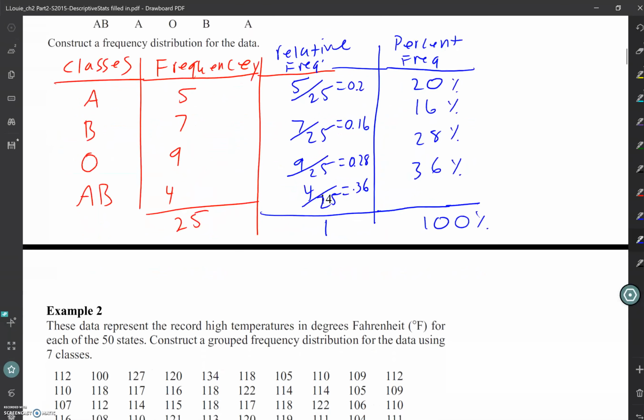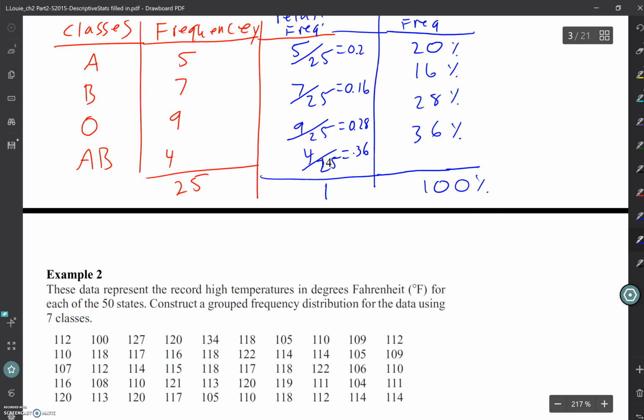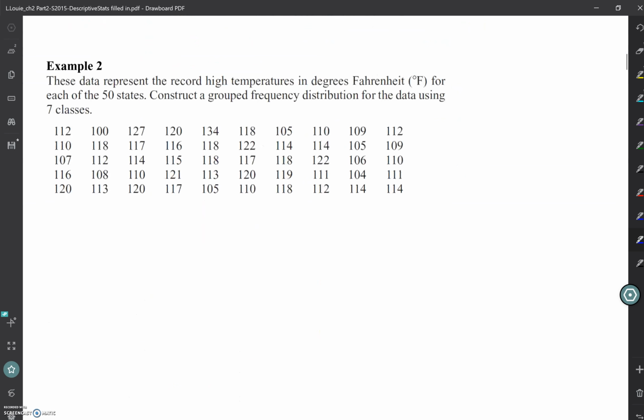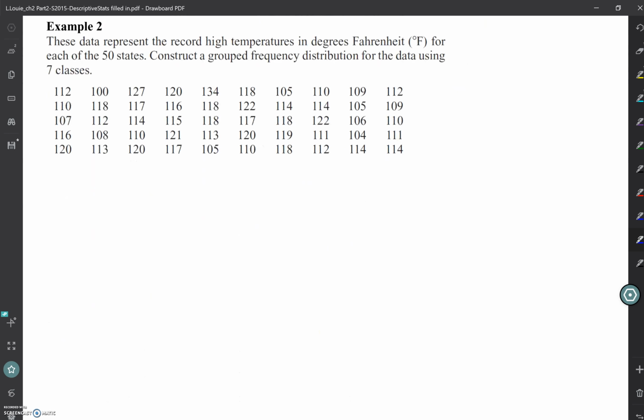All right, let's take a look at quantitative data. When we have quantitative numbers, we need those things with our classes and all of that. So this data represents the record high temperatures in degrees Fahrenheit for each of the 50 states. Construct a grouped frequency distribution for the data using 7 classes. Grouped frequency is the same thing as just a frequency distribution. You just need to make your groups and your classes.